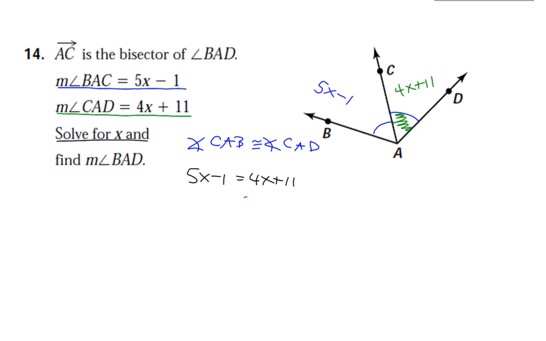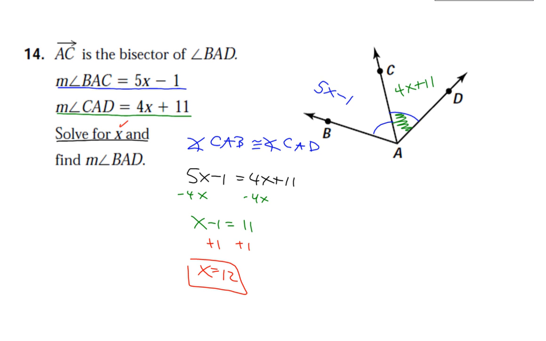So the first thing I'm going to do is subtract 4x from both sides of the equation, and I get x minus 1 is equal to 11. The next step is I'm going to add 1 to both sides of the equation, and x is equal to 12. So they asked me to solve for x. Check. X is equal to 12.